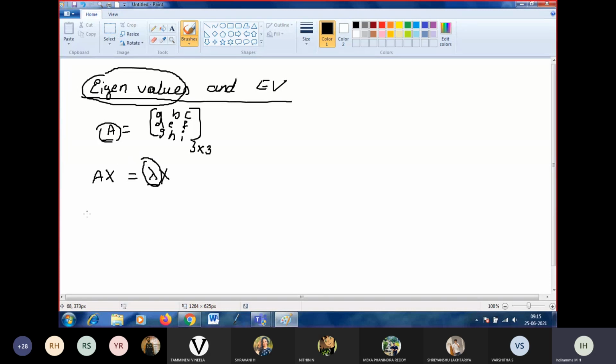Ax minus lambda x is equal to 0. I took lambda to the left hand side. So lambda x can also be written as lambda into Ix.